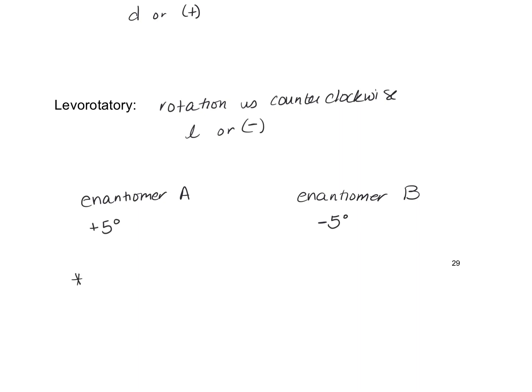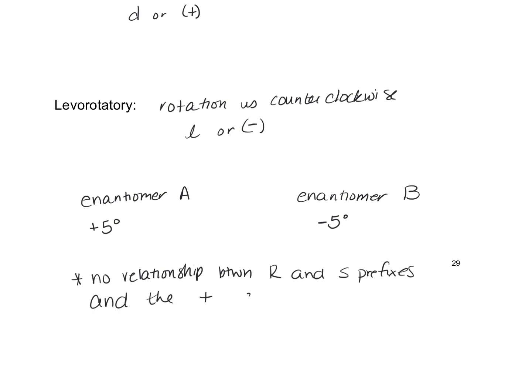Now, there's no relationship between the R and S prefixes and the positive and negative designations. So you can have a compound that is S and positive, or you can have another compound that's S and negative. And so there's no relationship there. You can only figure this out, whether like the angle of rotation, by doing a measurement. You cannot look at the molecule.